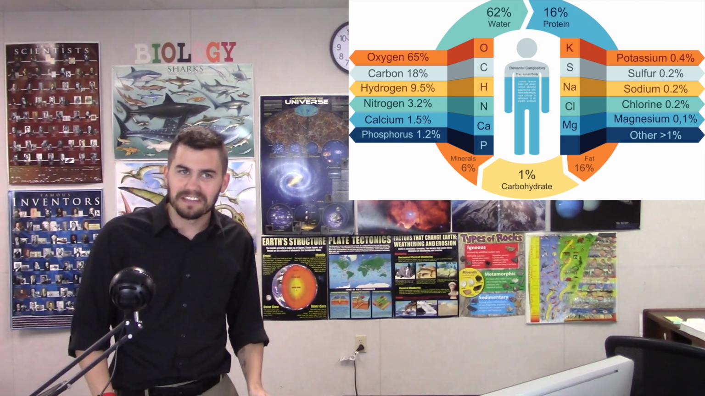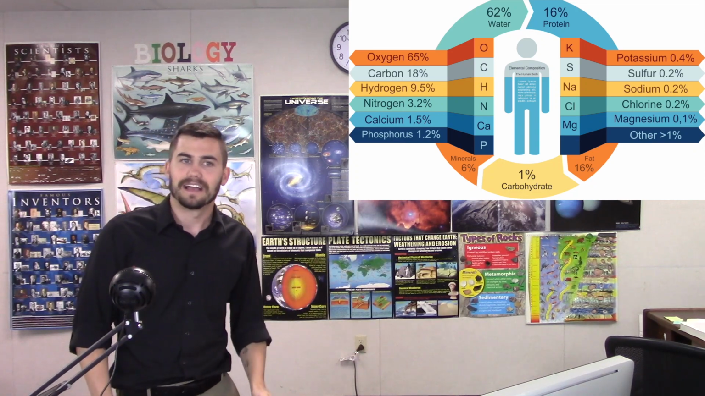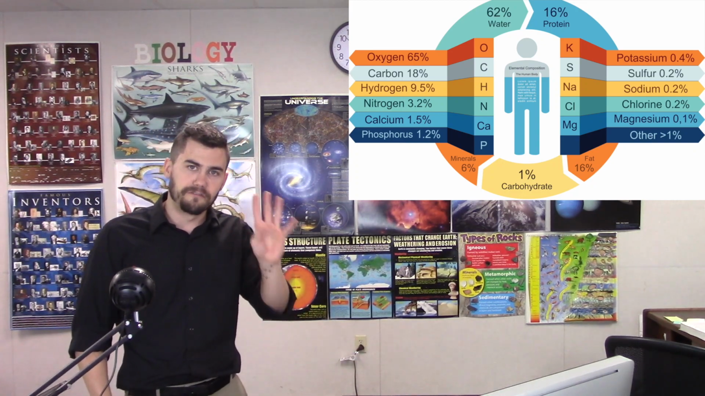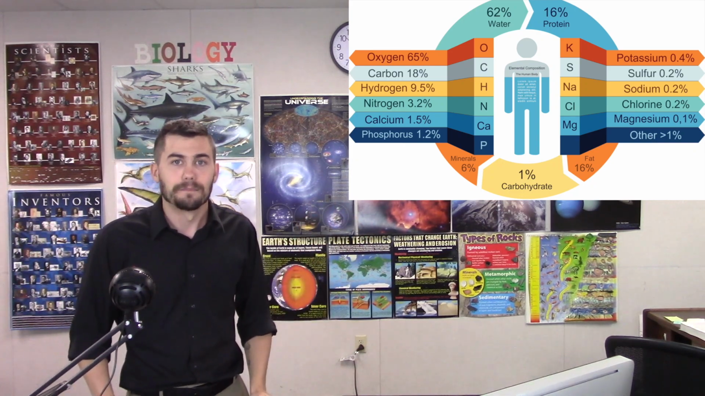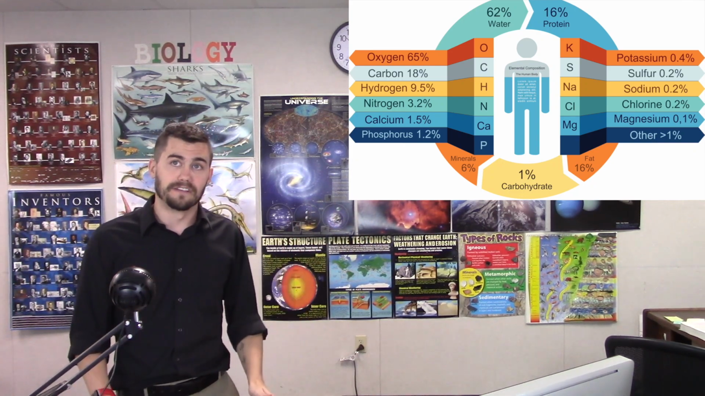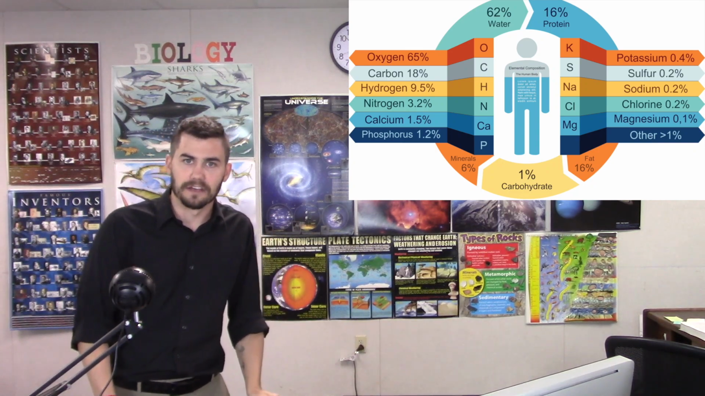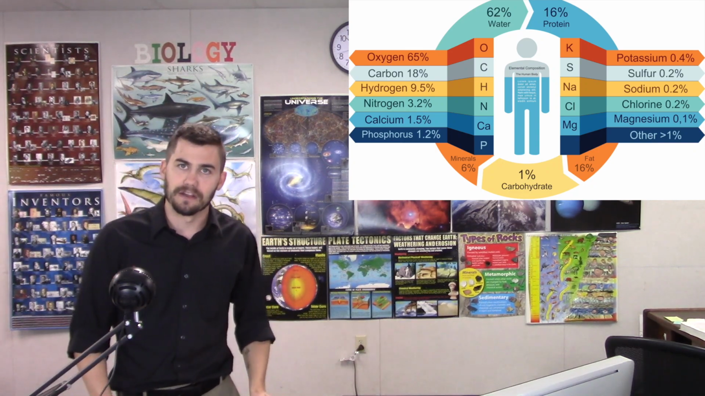You are mostly oxygen, and then carbon, hydrogen, nitrogen. Those four basic elements make up 96-ish% of you or of any other living thing. And then as far as compounds go, we can see those on here as well.